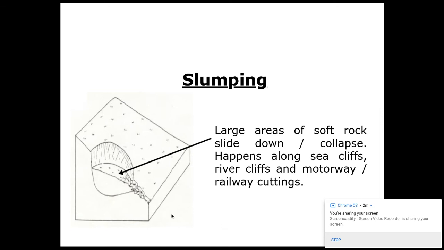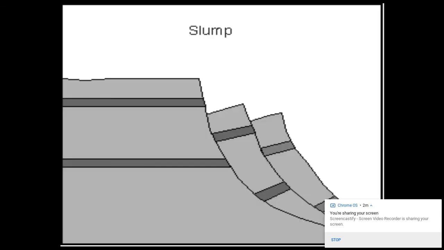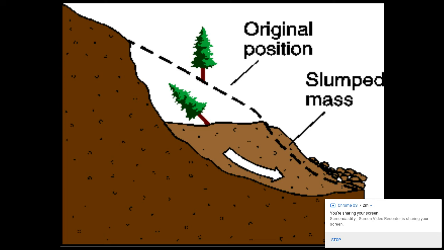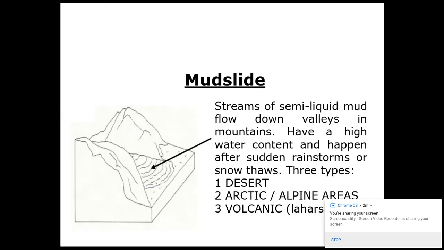In the other diagram, we saw that they came apart and they were more individual. Slumping. Large amount will just kind of think of somebody slumping over, just loop, come over. That's what happens. It just slumps down. Large areas of soft rock slide down, collapse, happens on sea cliffs, rivers, motorways, as I was just saying, and railway cuttings. Nice little slump example there. Notice the different layers. That's why they're showing you that. Different layers. Original position, slumped mass.